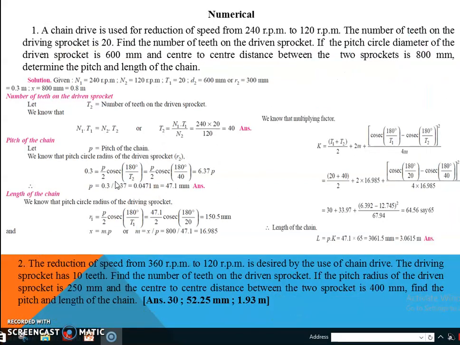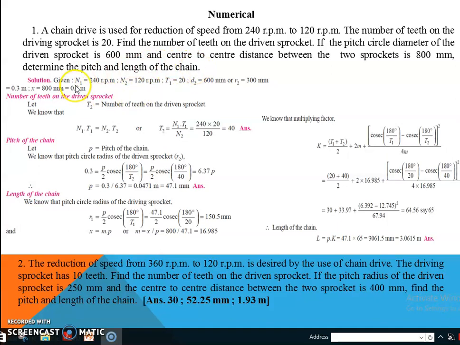Let us see one numerical on the same topic. A chain drive is used for reduction of speed from 240 rpm to 120 rpm. The number of teeth on the driving sprocket is 20. Find the number of teeth on the driven sprocket. If the pitch circle diameter of the driven sprocket is 600 mm and center to center distance between the two sprockets is 800 mm, determine the pitch and length of the chain.